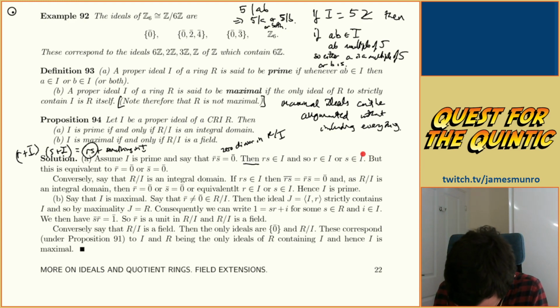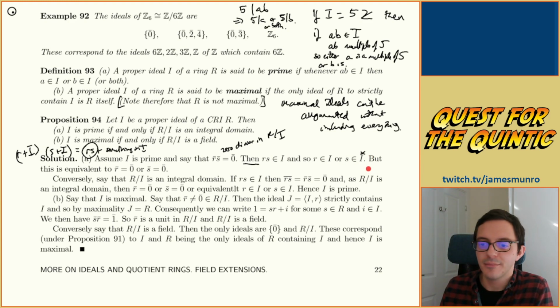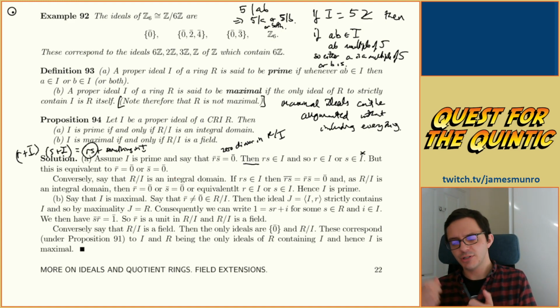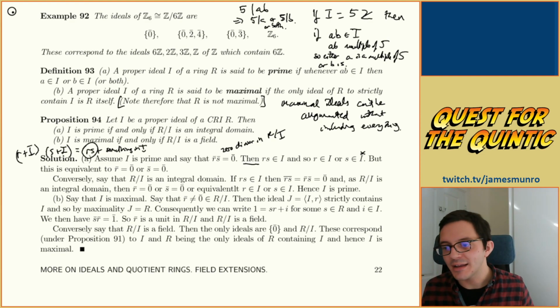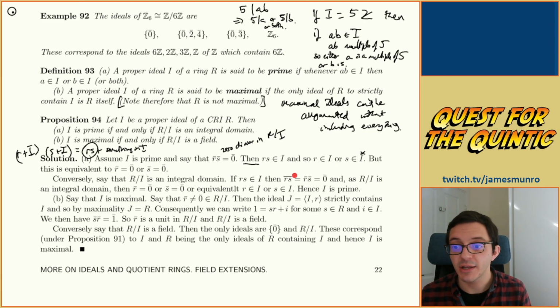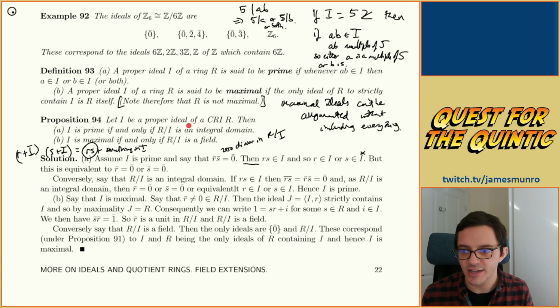Why is there a dot? But this is equivalent to, yeah, okay, fine. But that's what it means for R bar to be 0 bar or S bar to be 0 bar. It's a lot of like definition of what the quotient ring is. These bars again. And in the middle we use the definition of prime. Okay, I quite like this as a fact. Let's put it in the notes.